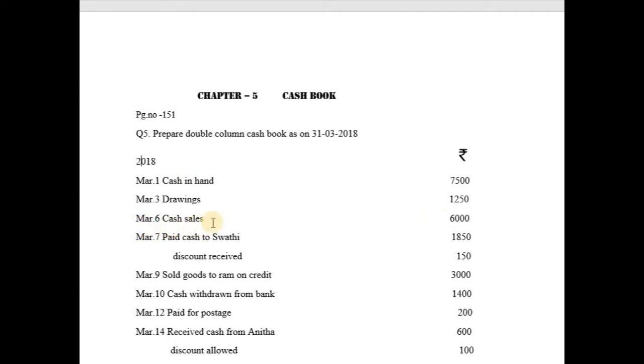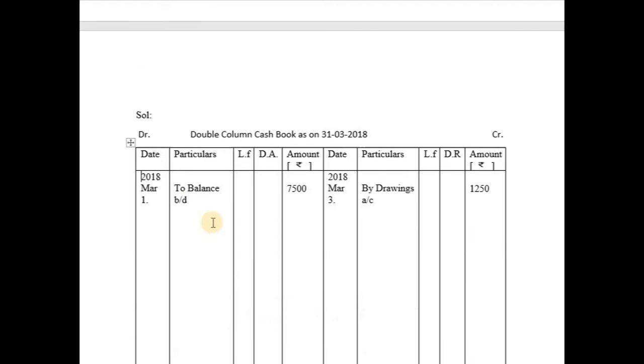Sales का मतलब क्या? बेचना. So when business is selling the goods, it will be receiving cash in return. तो बदले में business को पैसा आ रहा. So as cash is coming into the business, it will be recorded on debit side. It will be recorded as March 6 to sales 6,000 rupees.